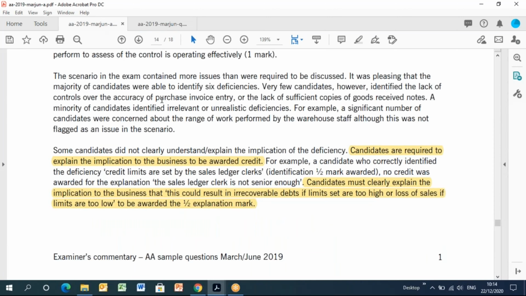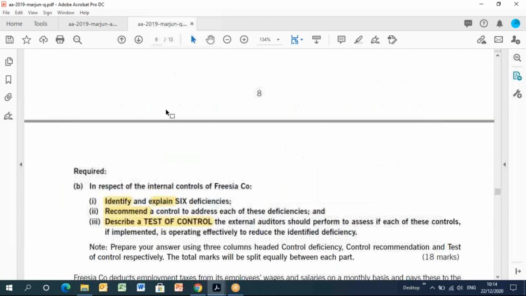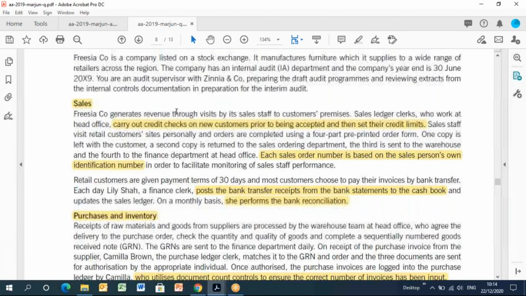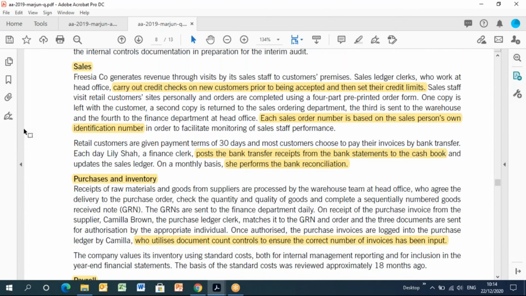Now if we move on to the question here, it says that the retail customers are given payment terms of 30 days, and most customers choose to pay their invoices by bank transfer. Each day, Lily, a finance clerk, posts the bank transfer receipts from the bank system to the cash book and updates the sales ledger. On a monthly basis, she performs the bank reconciliation.